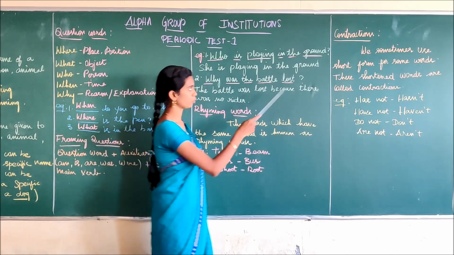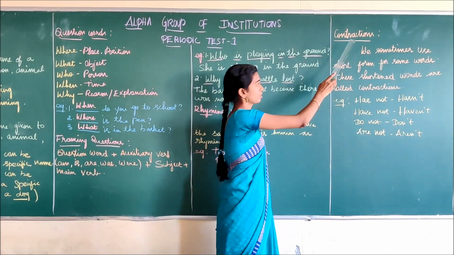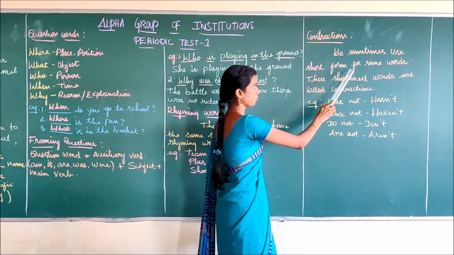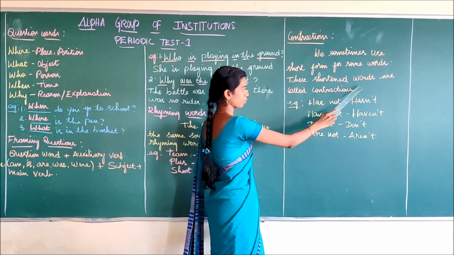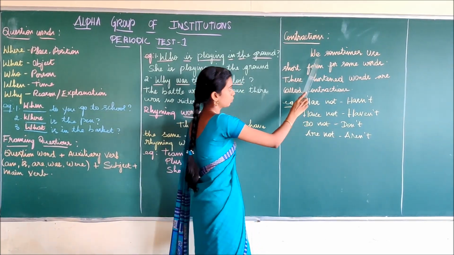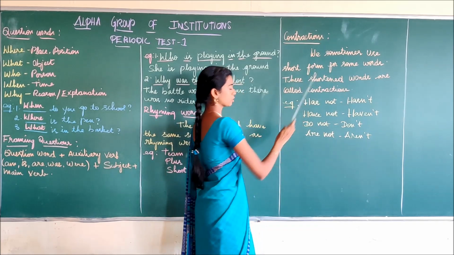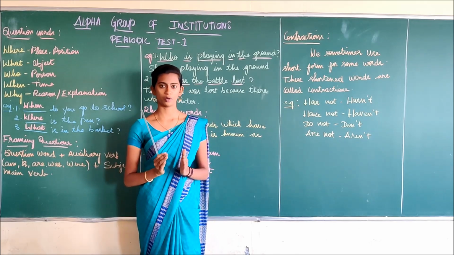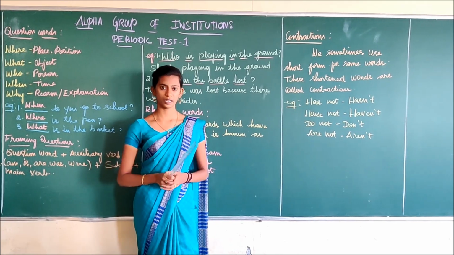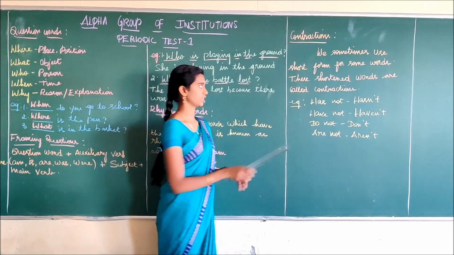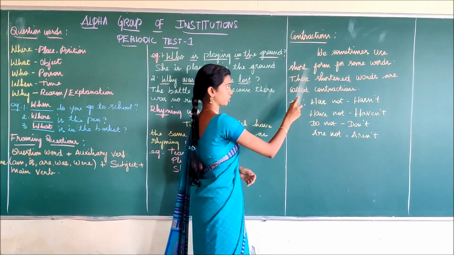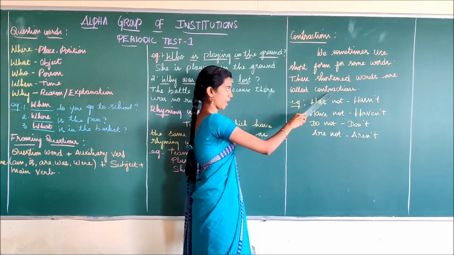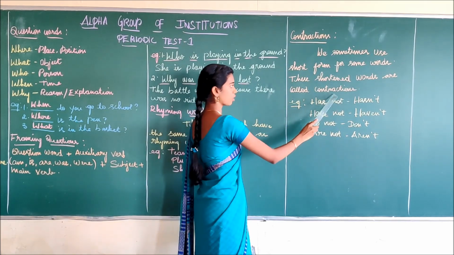Shall we move on to the next? Contraction. These shortened words are called contractions. We sometimes use a short form. If the word is in the full form, we make it a short form. If we make a word into a short form, it is known as a contraction. The shortened words are called contractions.